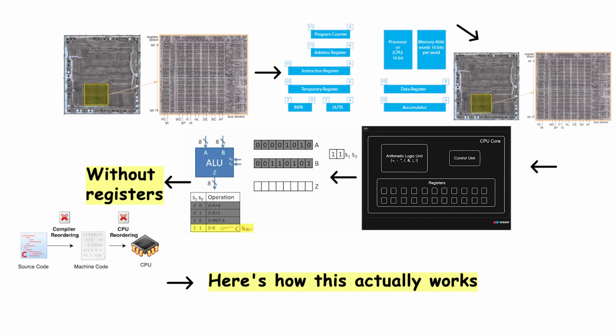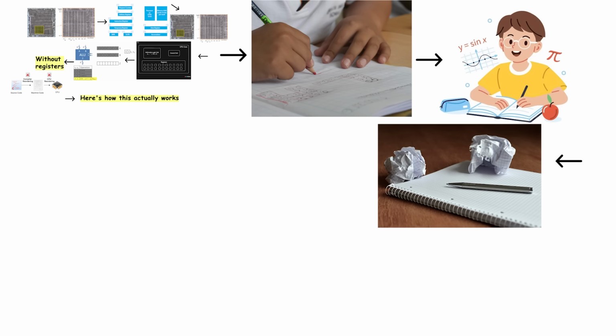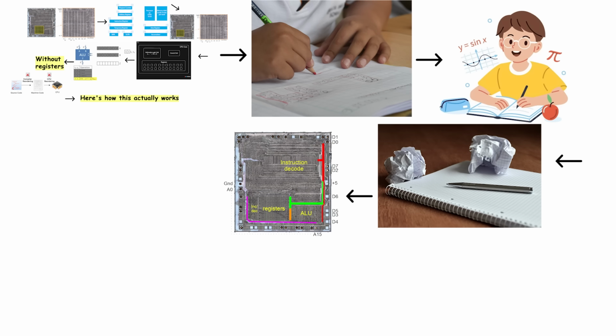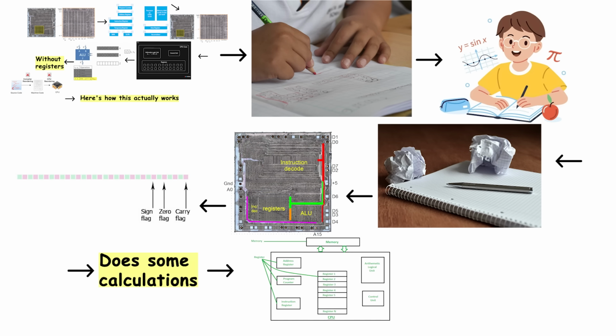Here's how this actually works. Imagine you're doing math homework and you need to remember a number while you calculate something else. You write it down on scratch paper, right? That's exactly what registers do. The CPU writes a number into register 0, does some calculations, then grabs that number back when it needs it.